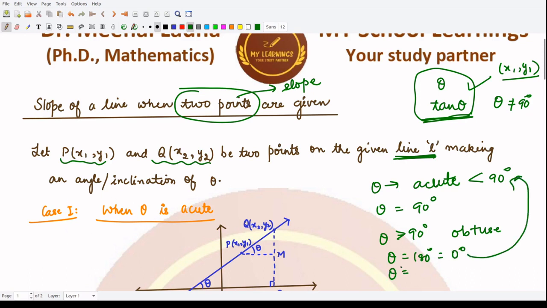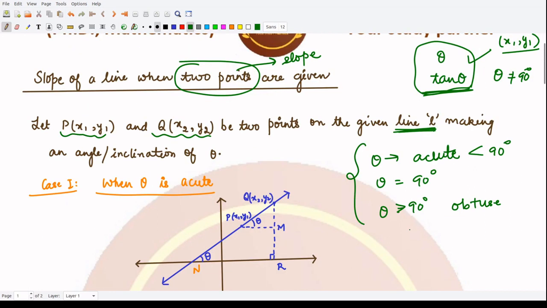If your theta is greater than 180 degrees, it would be included in this case, lying between 180 and 270, and if it is 270, it is equal to this case. If it is greater than 270 and less than 360, it is equal to this case. So hence we only have to discuss the 3 cases: less than 90, equal to 90, and greater than 90, correct? Okay, now let's take case number 1.